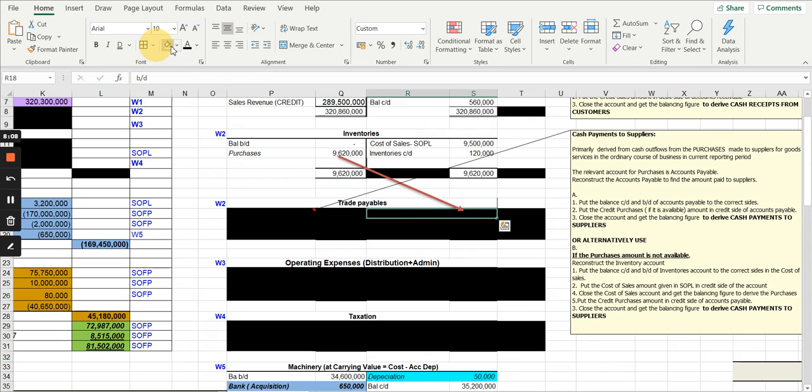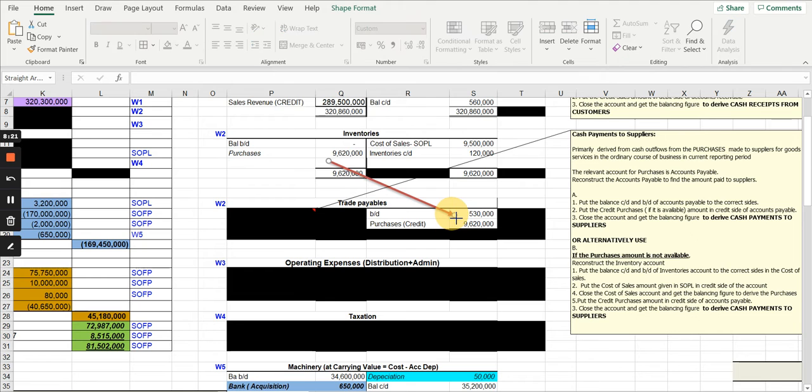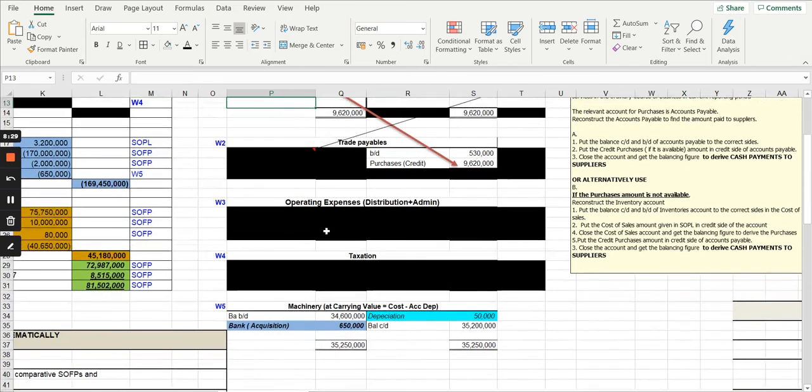That purchase will now be transferred to the trade payable account, to the credit side. It is from this part here. You can see the arrow there. Next, put the balance of the trade payable on the credit side, the beginning balance. The closing balance, put on the debit side. Okay, do that.